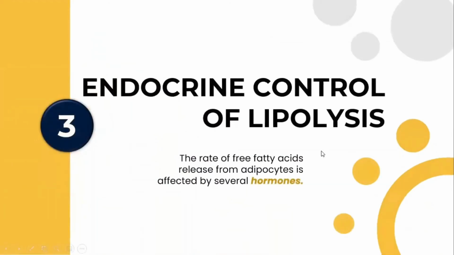Now let's move on to the third part of the discussion, which is the endocrine control of lipolysis. The endocrine system takes part in lipolysis since the rate of free fatty acids released from adipocytes is affected by several hormones. And we all know the hormones are chemical messengers in our body. They circulate through our bloodstream to tissues or organs. Some of the hormones are classified as lipolysis activators. That is, they are responsible for initiating or triggering the said process.